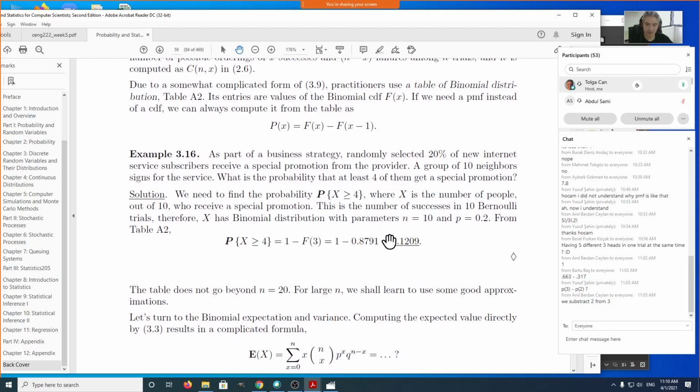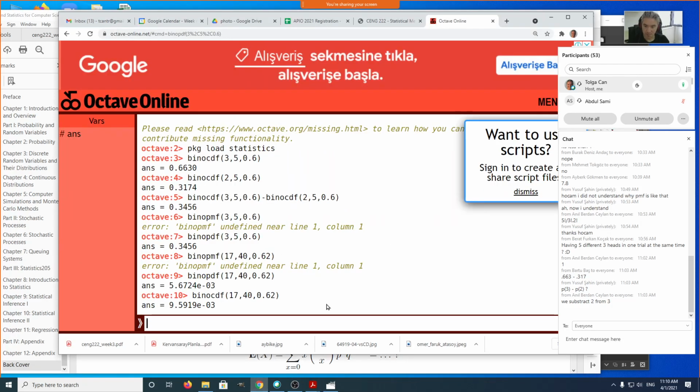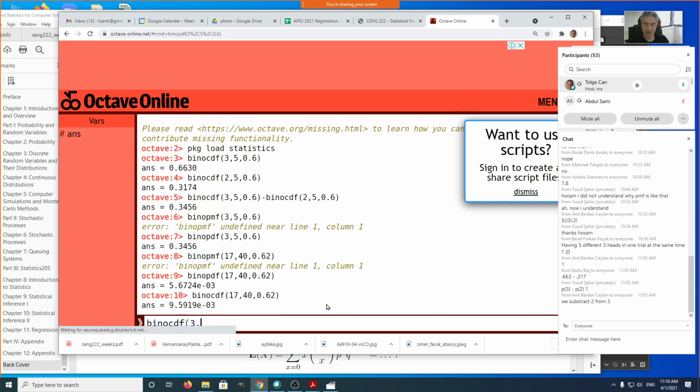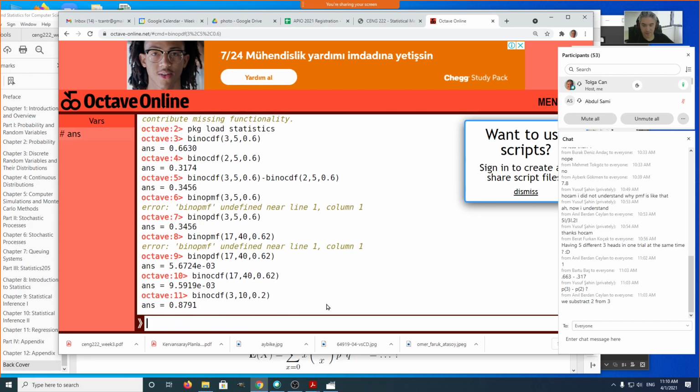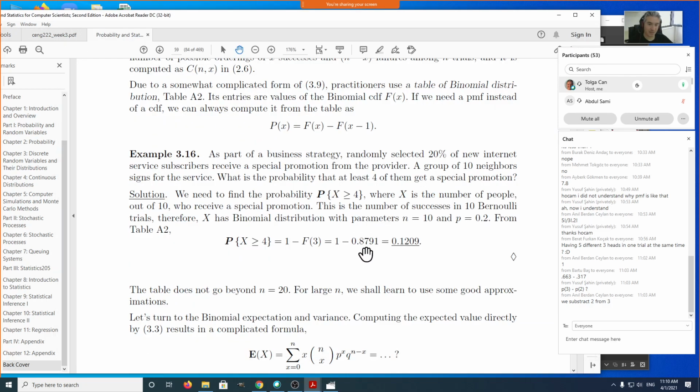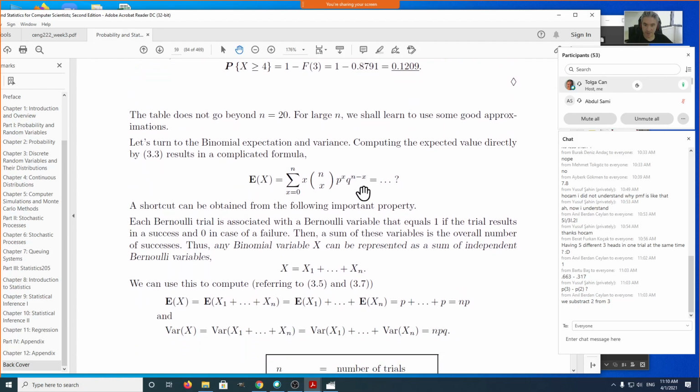Okay, so we can find this from the Bernoulli table, or we can also find it by using Octave Online. We can find this F3 like this: the Binomial CDF of 3, 10 trials, and success rate is 0.2. As you can see, it gave you 0.8791. It's exactly the same thing as in the book. So let's look at the other example.